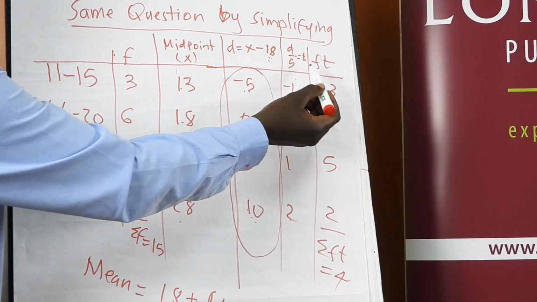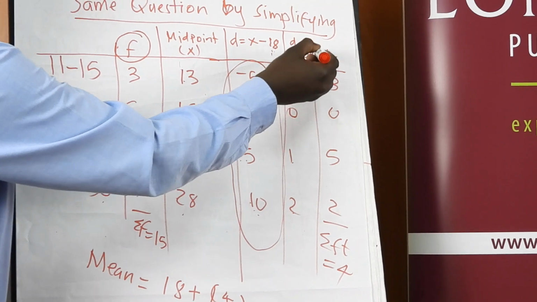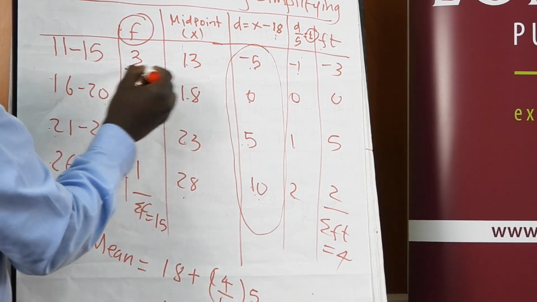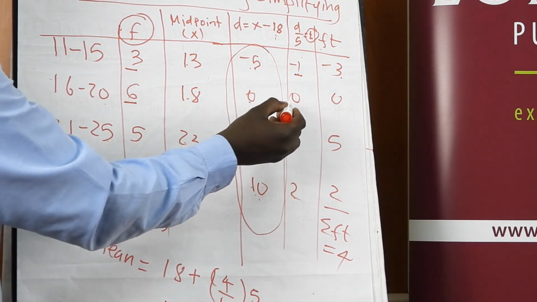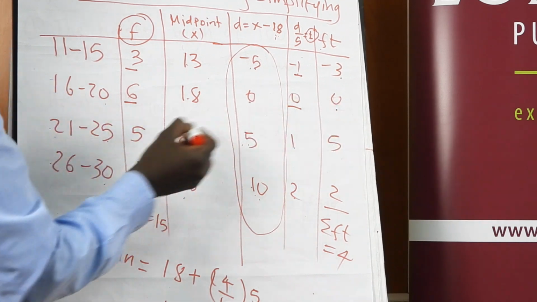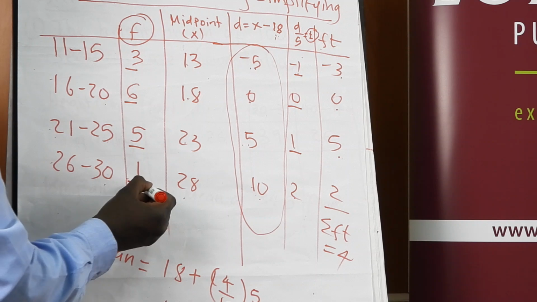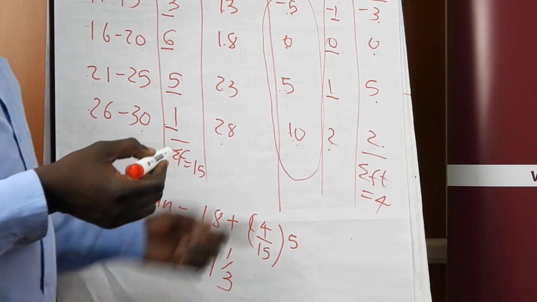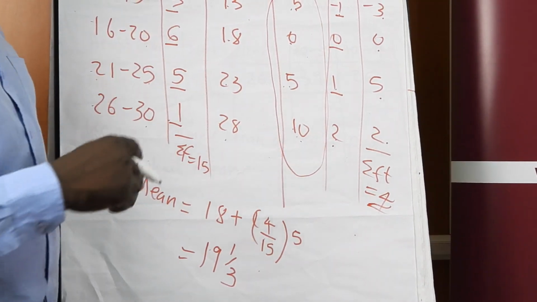So we'll multiply now the frequency. This is our frequency times our t, what I'm calling t, the deviations divided by 5. So this will be 3 times negative 1, so I got negative 3. 6 times 0, I got 0. 5 times 1, I got 5. And the last one is 1 times 2, 2. Adding these again, very easy. Negative 3 plus 5 plus 2 gives us 4. It's making our work easier.